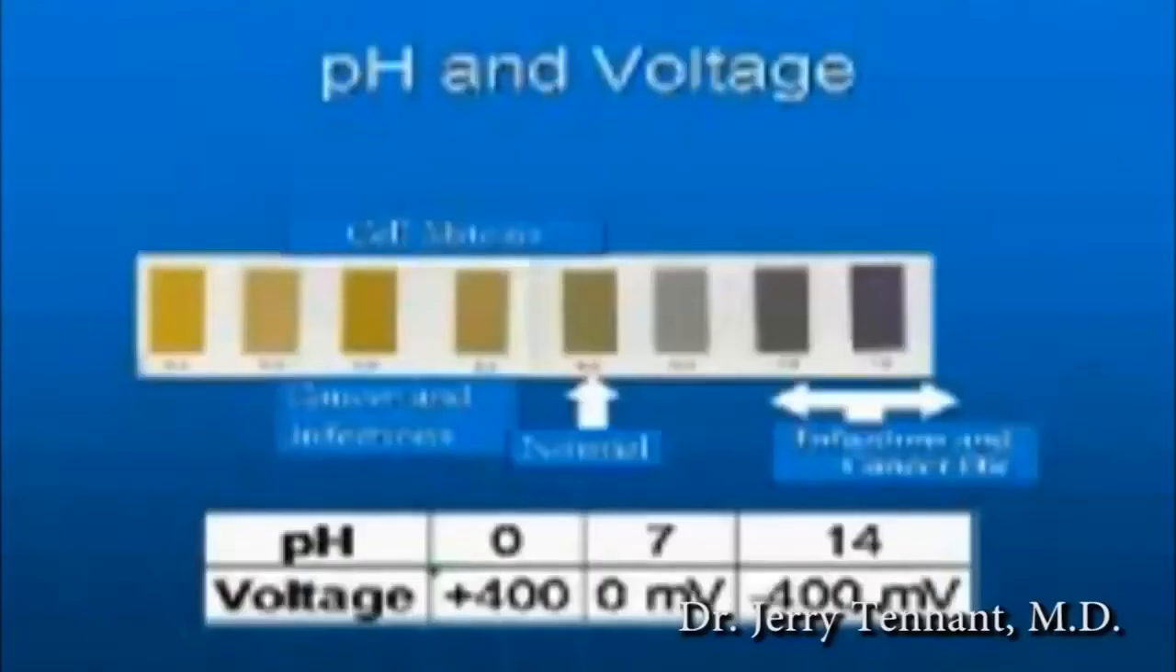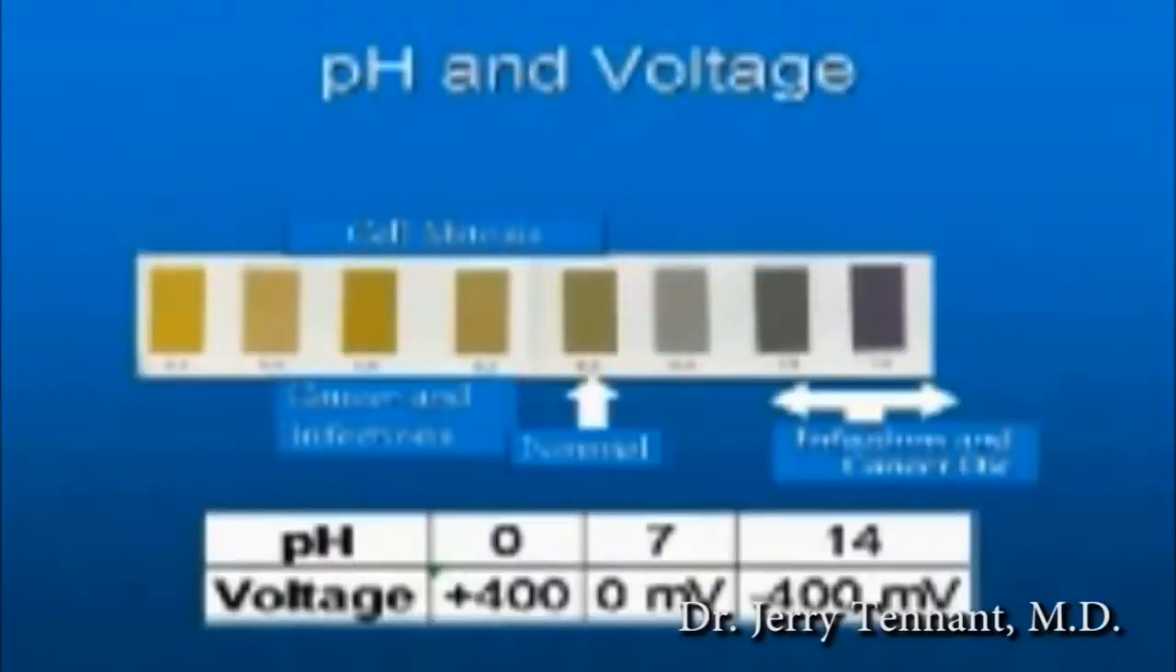Everyone knows the term pH, but few of us really understand what it means. pH stands for potential hydrogen, and basically it's a measure of voltage. For example, a pH of 0 is considered plus 400 millivolts, a pH of 7 is 0 millivolts, and a pH of 14 is minus 400 millivolts. So what does that really mean?